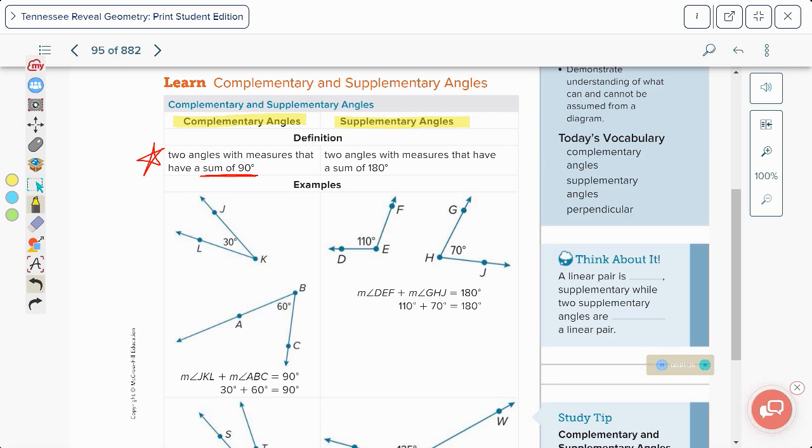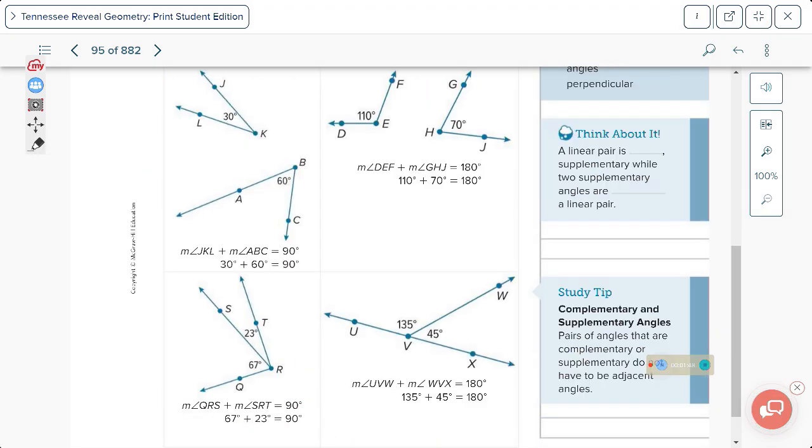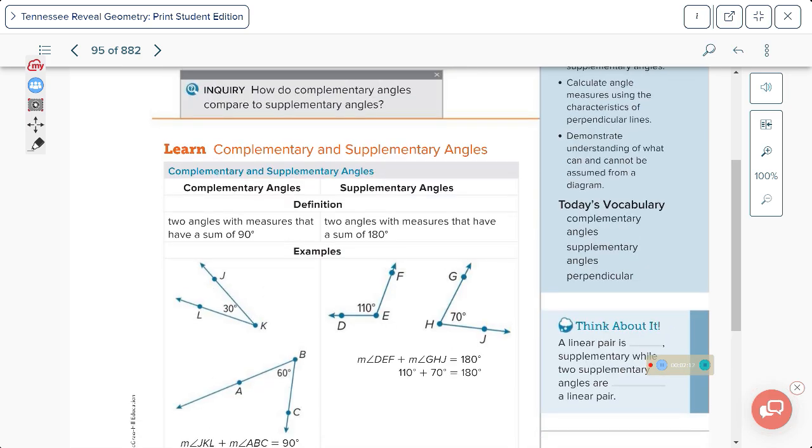We have two separate angles. This one's measure is 30, this one's measure is 60, and when you add those together, you do get 90 degrees, so those would be considered complementary angles. If you scroll down a bit, there's another example there. Notice it's a bit different. So this example has two angles and they're connected. Okay, that's still fine. Again, as long as you add the values together and they equal 90, yes, they are considered complementary.